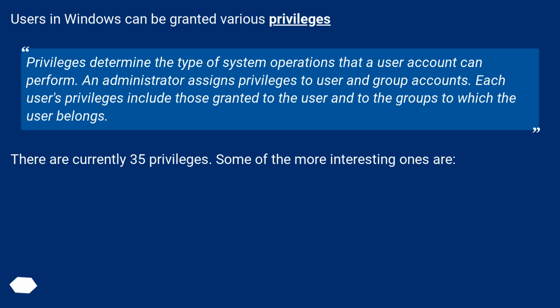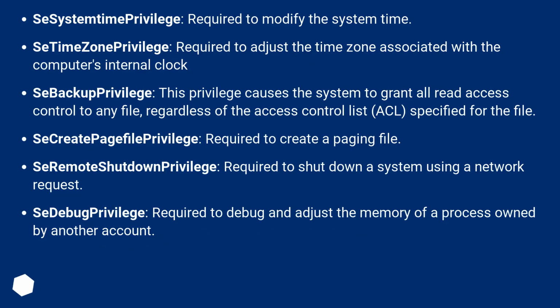There are currently 35 privileges. Some of the more interesting ones are: SeShutdownPrivilege, required to modify the system time. SeTimeZone privilege, required to adjust the time zone associated with the computer's internal clock. SeBackup privilege, this privilege causes the system to grant all read access control to any file, regardless of the access control list specified for the file.